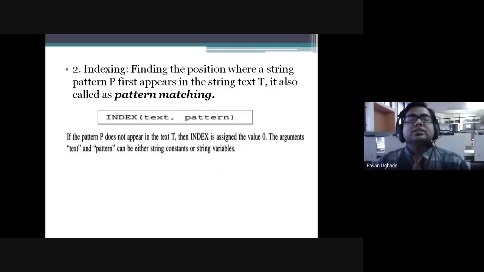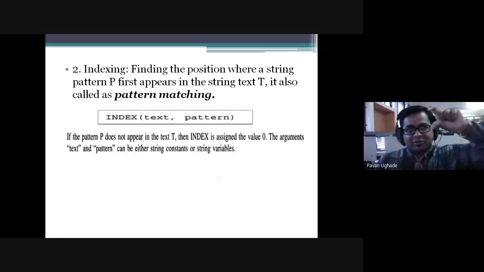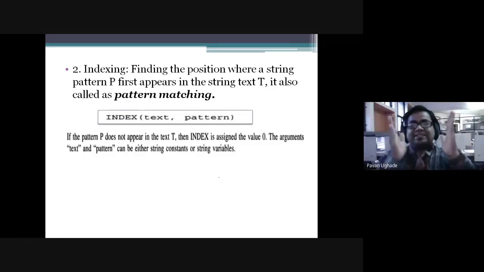So indexing is finding the position where a string pattern, say p, first appears in the given string t. It is also called pattern matching. This is what I wanted to explain. Indexing is finding the position of the particular pattern that you want to find in the string, and if it is available, from what position it is available. That position we will get from the indexing, right?